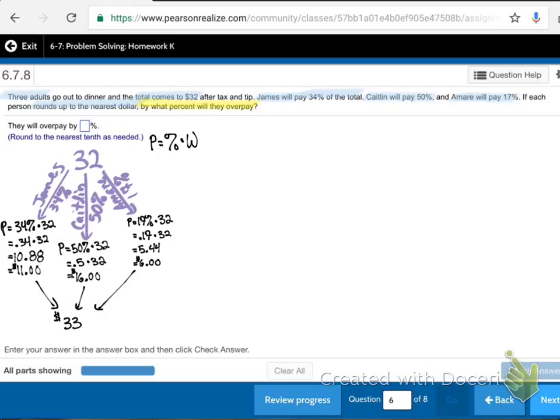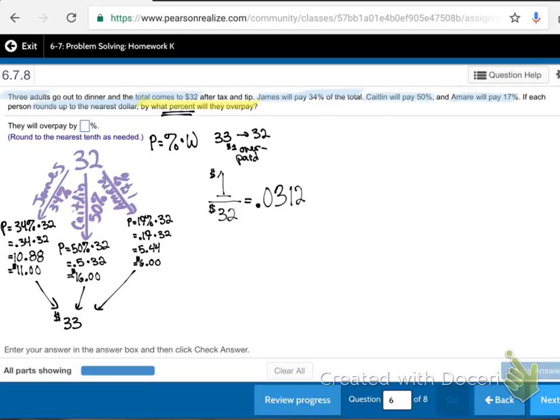So, if I pay $33 and my total is 32, how much did I do? I overpaid by $1. So, what the question is asking, what percent did they overpay? So $1 isn't a percent. That wouldn't answer the question being asked. I overpaid by $1 out of a total of $32. So 1 over 32, that's a fraction. I can convert fractions to decimals and decimals to percents.